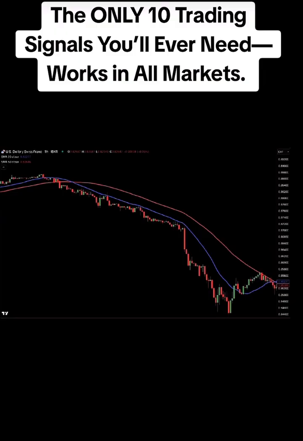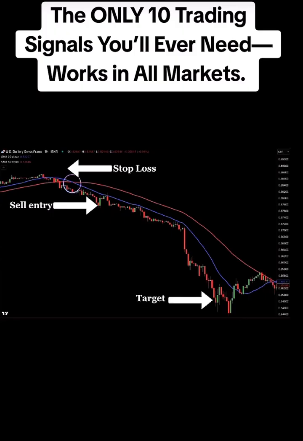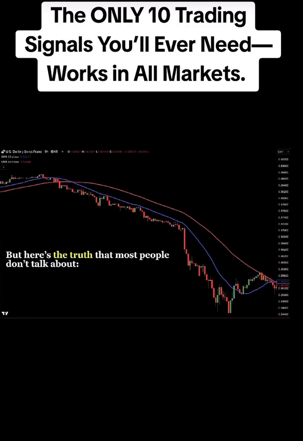This time, the 20 simple moving average crosses below the 50 simple moving average, triggering a sell signal. If you shorted the market after the crossover and placed your stop above the recent swing high, the reward far outweighed the risk. These are the kinds of trades that get traders excited. But here's the truth that most people don't talk about.